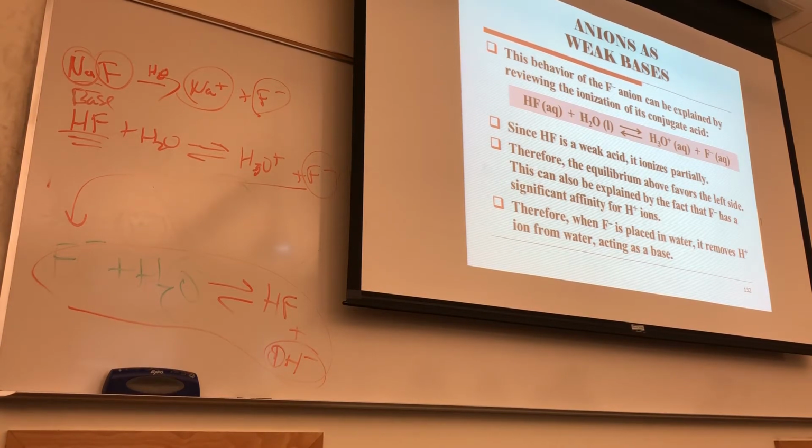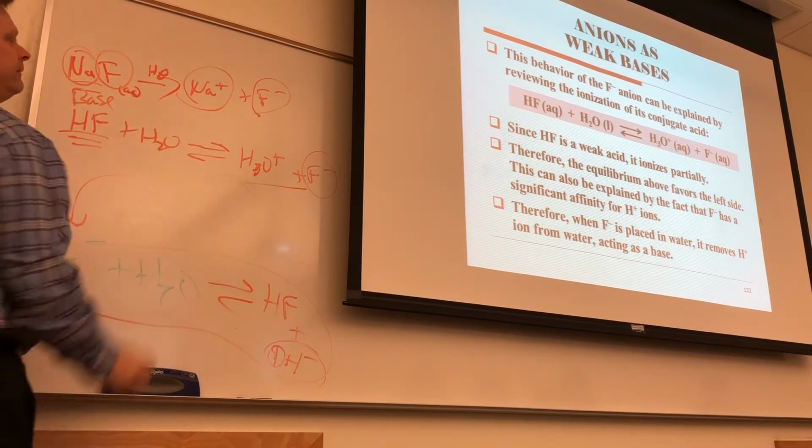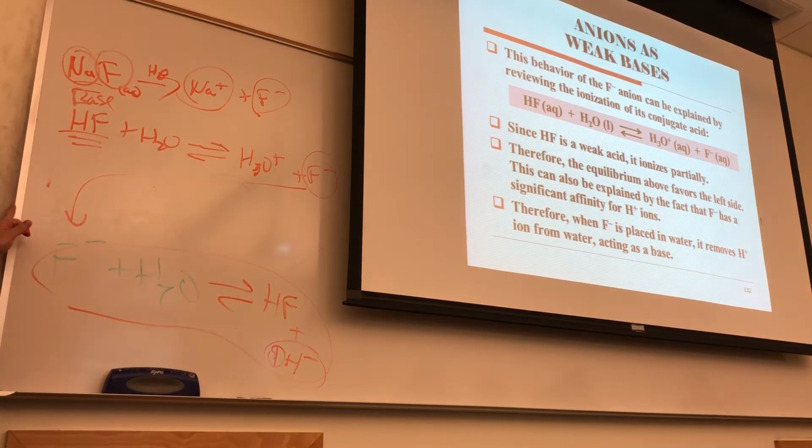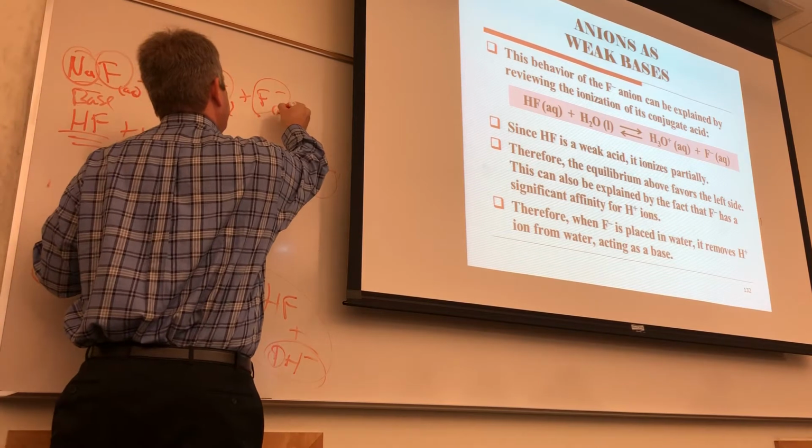Okay. Go ahead, Raj. But it won't be written out in two steps like that. If it says aqueous, you should assume that they're dissociated. You mean this says aqueous here? HF, yeah. If it said aqueous, it wouldn't write out Na and F as separate. I would write it like this, and then this would be aqueous, and this would be aqueous.